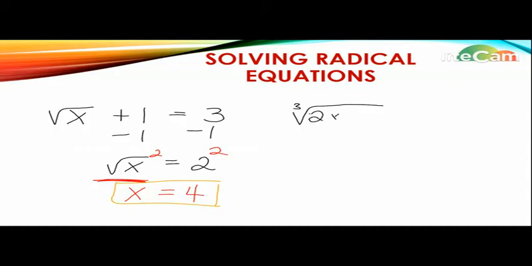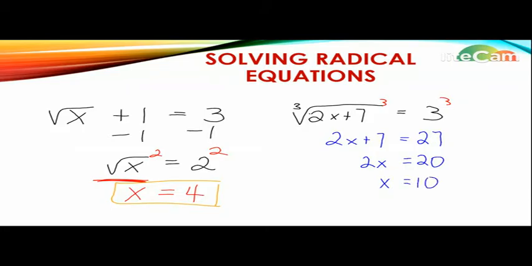All right, what about a cube root? If you had a cube root of something, then if I just cube it, which is use the exponent, that would make the cube root go away. And I would say, okay, well, 3 cubed, if I did this on both sides, 3 cubed would be 27. And now I can just solve it. If I subtract 7 on the other side, I would get 20, and therefore x equals 10. Okay.